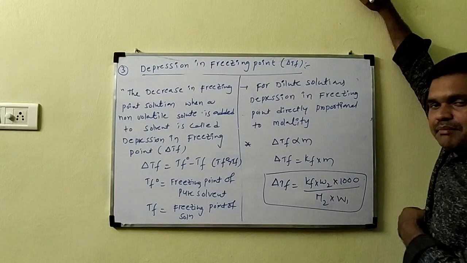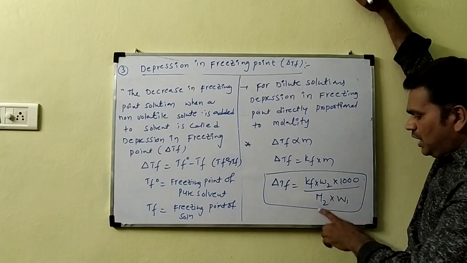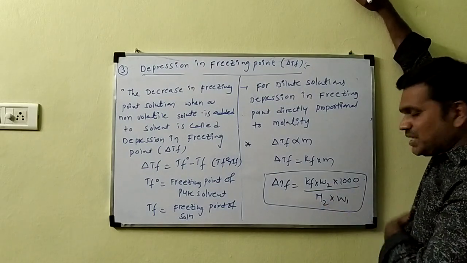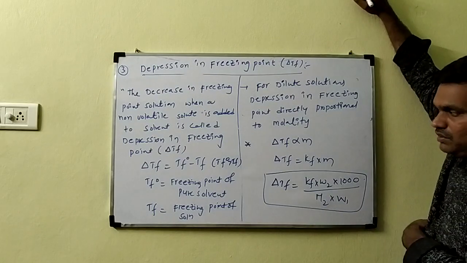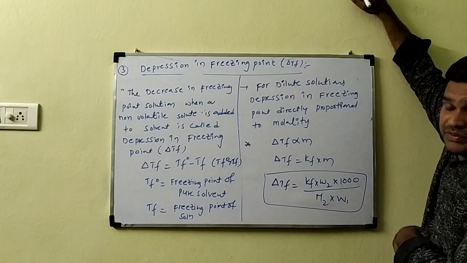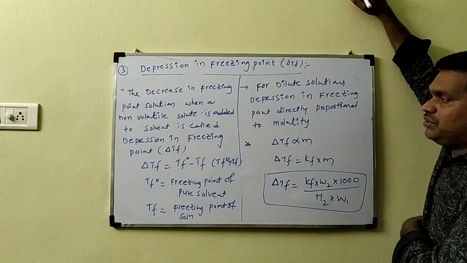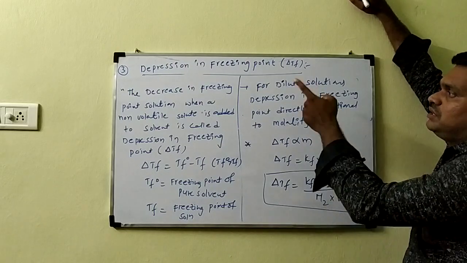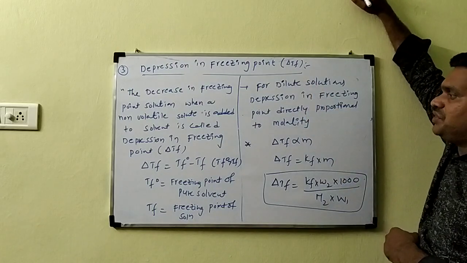And what is W2? Weight of the solute. And what is M2? Molar mass of the solute. And what is W1? Weight of the solvent. So this formula we are using in calculations related to depression in freezing point.